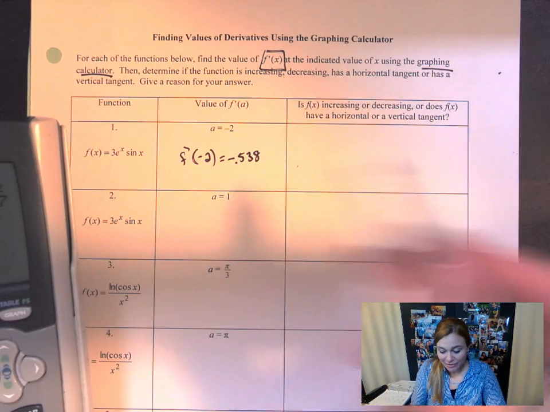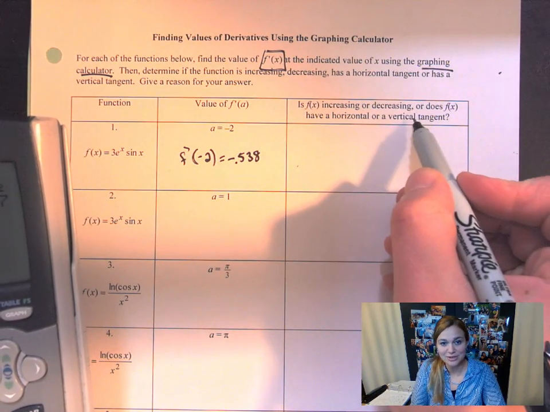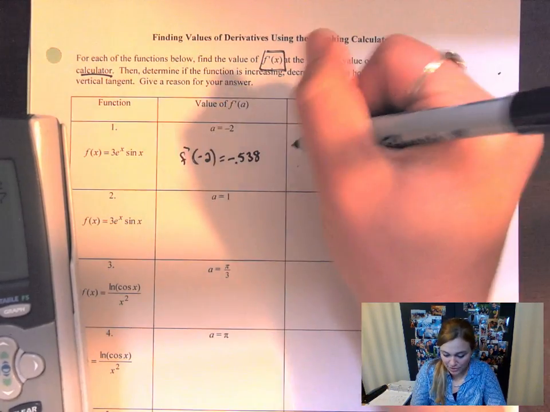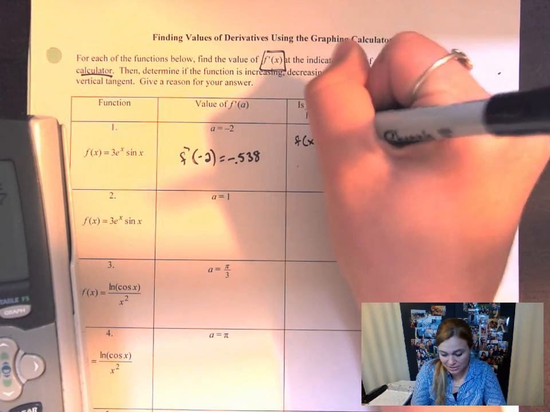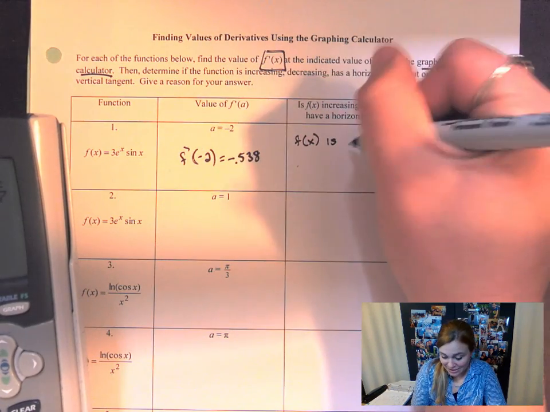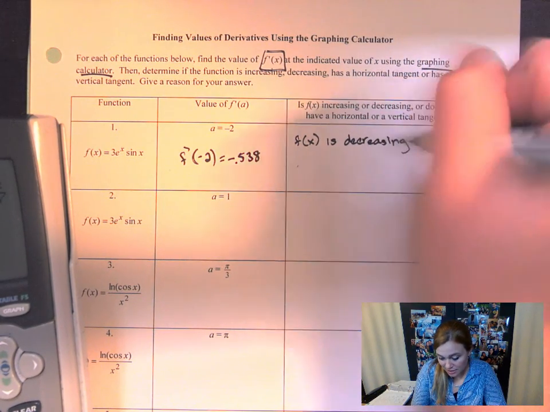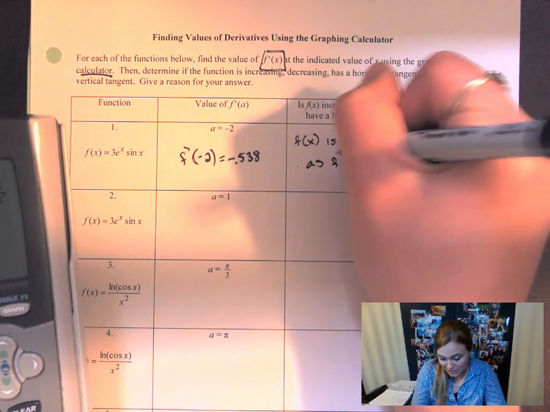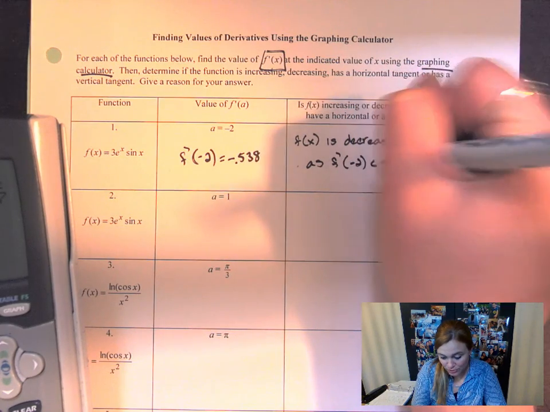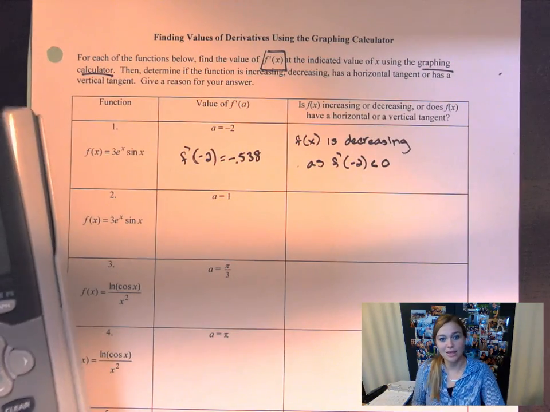And from this, if I want to know, is f of x increasing or decreasing? Well, I would know f of x is decreasing. And the reason is, it doesn't tell me to do this, but I think that it's good practice, f prime of -2 is less than 0. And then we do the next one.